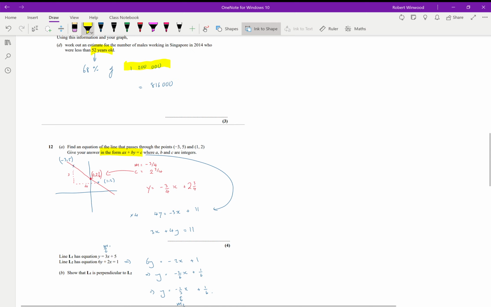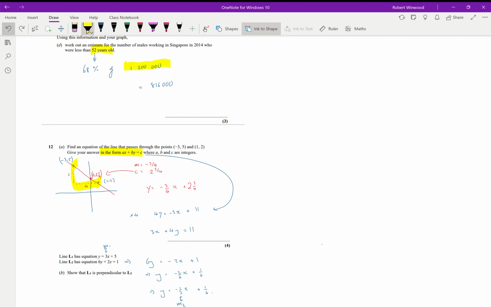Find the equation of a straight line. So first of all, I draw myself a sketch and I just plot the points. The first thing I want to do is find the gradient. So to get from -3.5 to 1.2, my vertical change is I've gone down by 3, and my horizontal change is I've gone along by 4. So vertical change divided by horizontal change, it tells me that the gradient is -3/4.